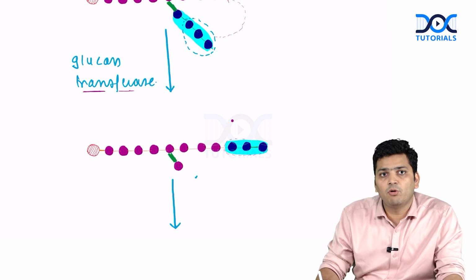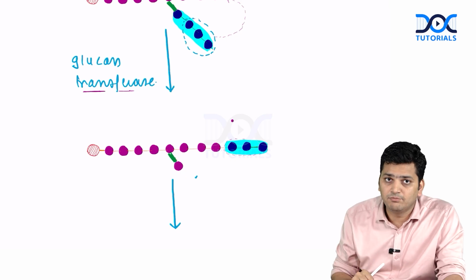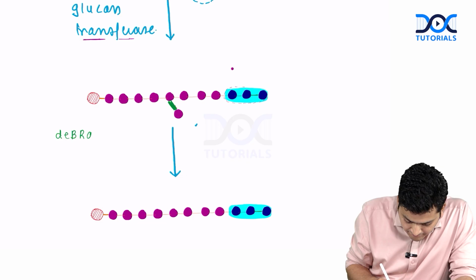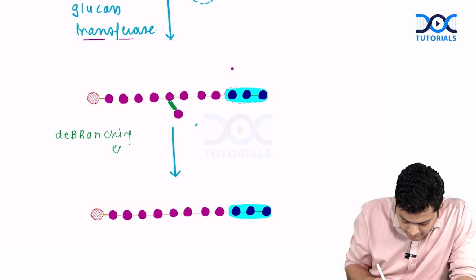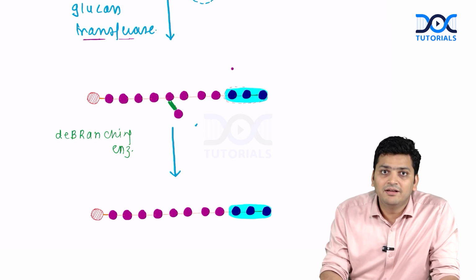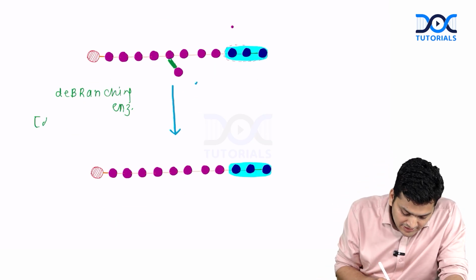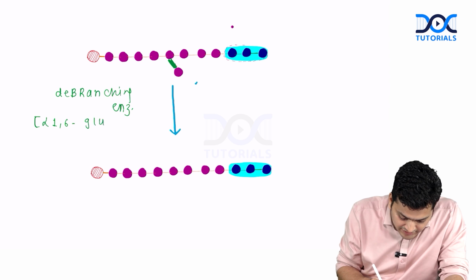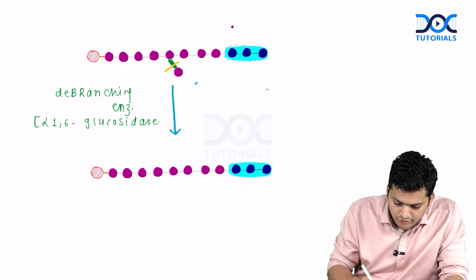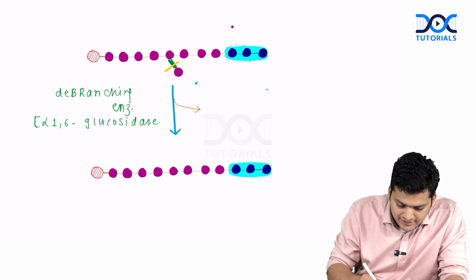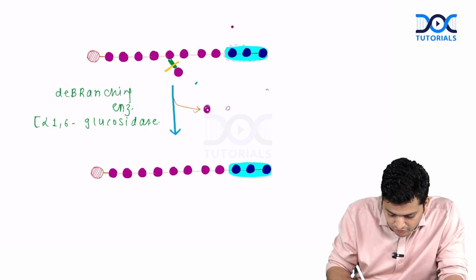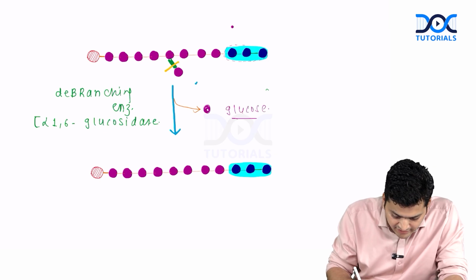The moment the branching point is exposed, we are going to cut it. When we cut the branching point, we use the debranching enzyme. Can you tell me what the direction at the branching point was? 1,4 or 1,6? 1,6. So the debranching enzyme is basically alpha 1,6 glucosidase, and we are going to cut it from here. The moment you cut it from here, this molecule will separate out, and this molecule which is separating out is in the form of glucose. It is not glucose 1-phosphate, it is glucose.